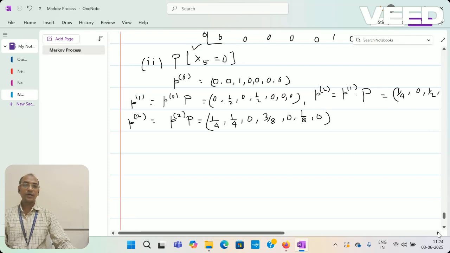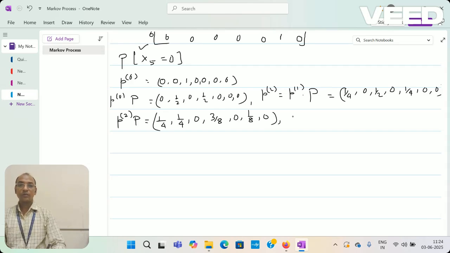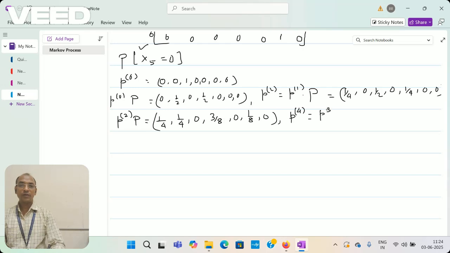Then I will find P4. So what will be my P4? P4 will be P3 into capital P, and that will be nothing but 3 by 8.